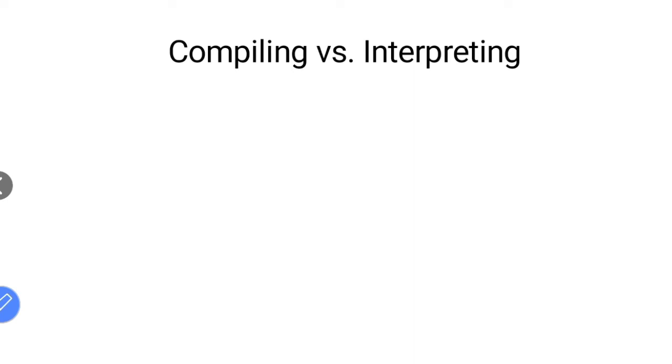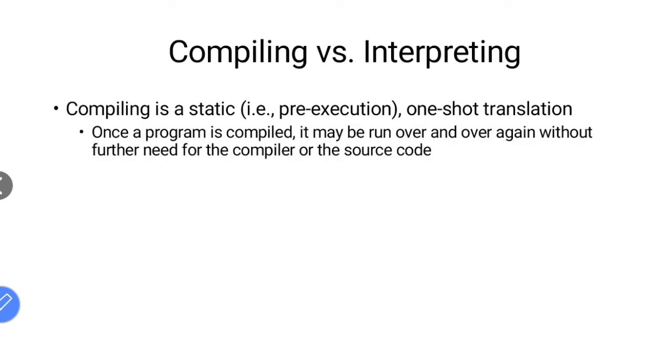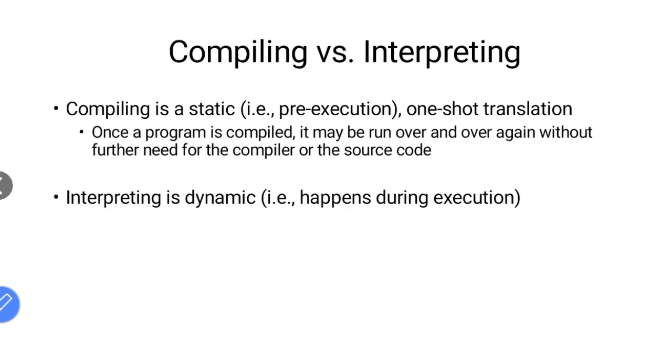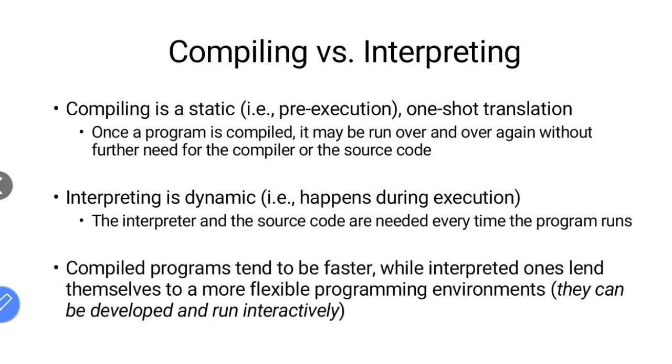So let's understand what is compiling and what is interpreting. Compiling is static, that is, a pre-execution translation. It means that before execution, it is compiled and the source code is translated into machine code. Once a program is compiled, it may be run over and over again without further need of the compiler or the source code. Interpreting is dynamic, that is, it happens during the execution. The interpreter and the source code are needed every time the program runs.